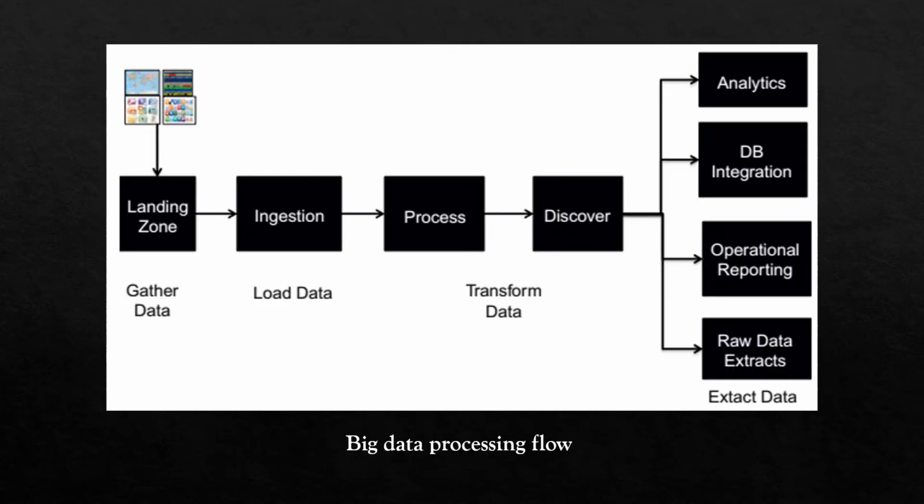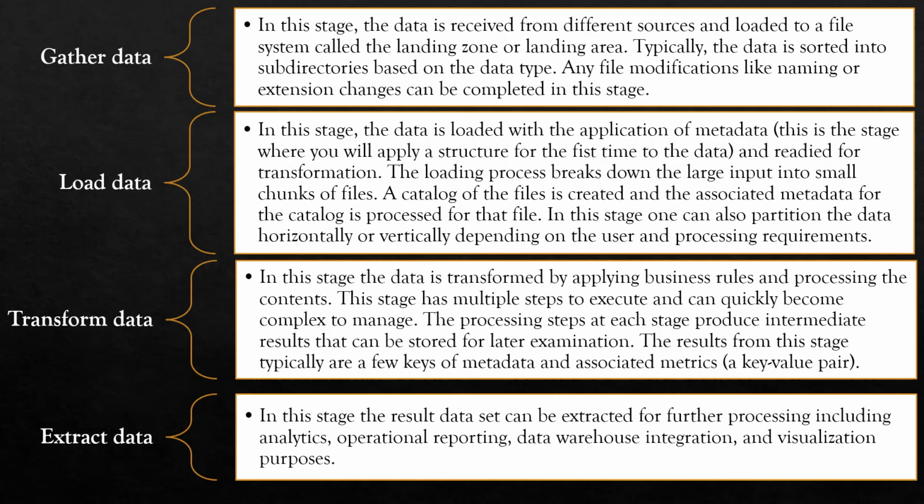This is the big data processing flow. It starts with gather data, and then in the landing zone, and then we load data, the ingestion, and then we transform data at the process and discover stage, and lastly we extract the data. By extracting data, we do analytics, deep integration, operational reporting, and raw data extracts. Okay, I'm going to explain to you one by one: gather data, load data, transform data, extract data.